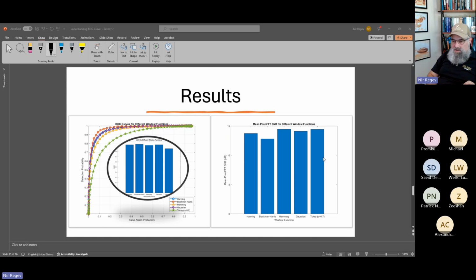What is the use of the Neyman-Pearson coefficient? The Neyman-Pearson coefficient is something else. The Neyman-Pearson theorem that I showed you is not the same as the coefficient.